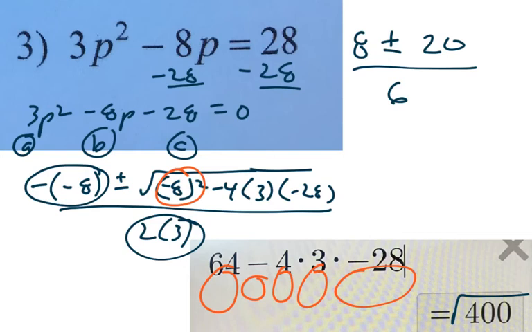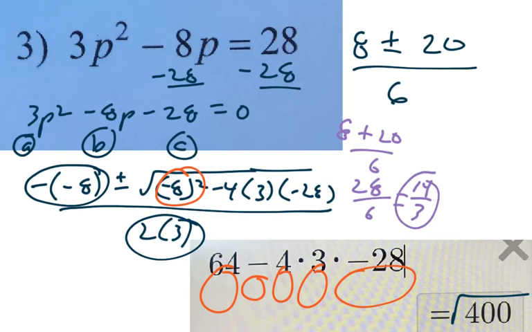So finishing up, I know I'm going to do 8 plus 20 divided by 6. 28 divided by 6. Reducing by 2 is 14 thirds. And I know I'm going to do 8 minus 20 divided by 6. That's negative 12 over 6, which is negative 2. So is negative 2 and 14 thirds the correct answers?